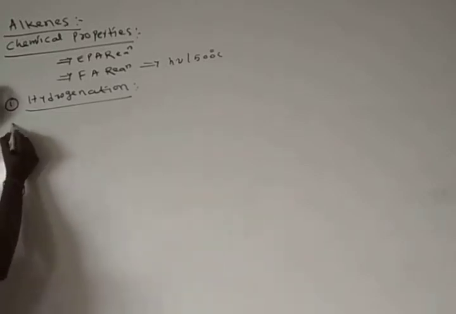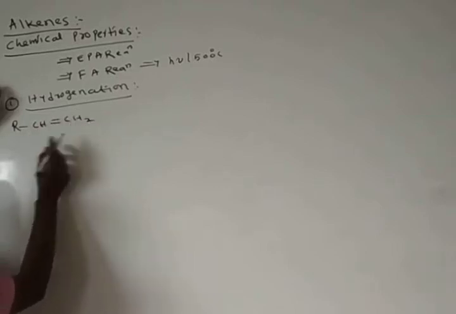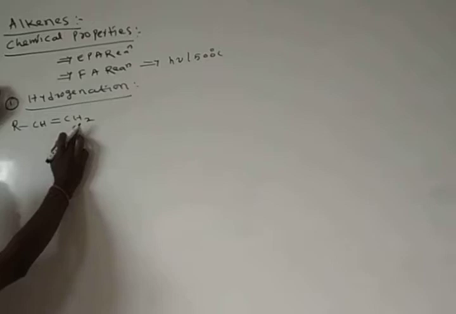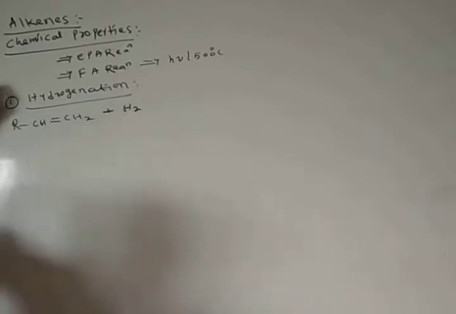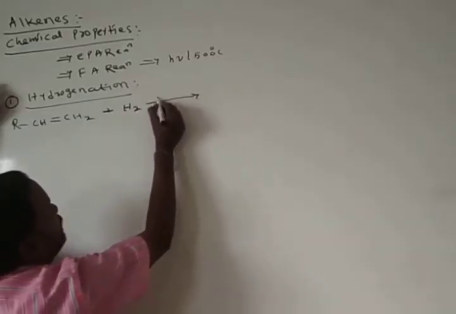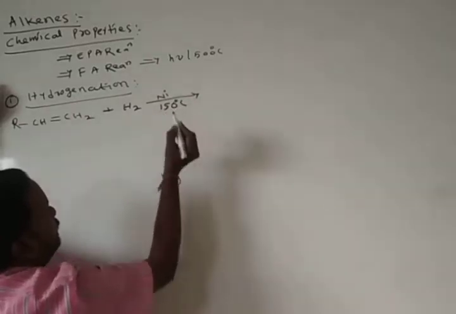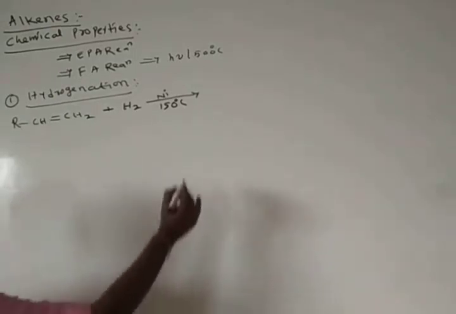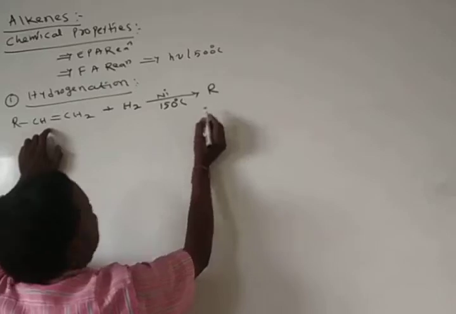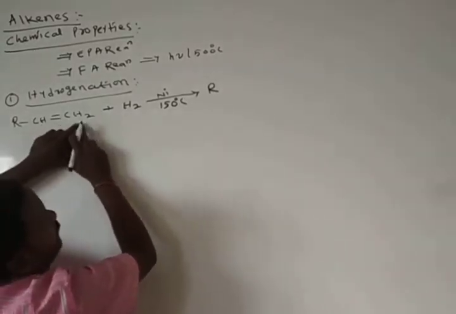Here I am taking one general alkene. The general alkene formula is RCH double bond CH2. This is addition with hydrogen in the presence of nickel at 150 degrees centigrade temperature. What happens here? It is involved in an addition reaction. One hydrogen is added here, another hydrogen is added here.